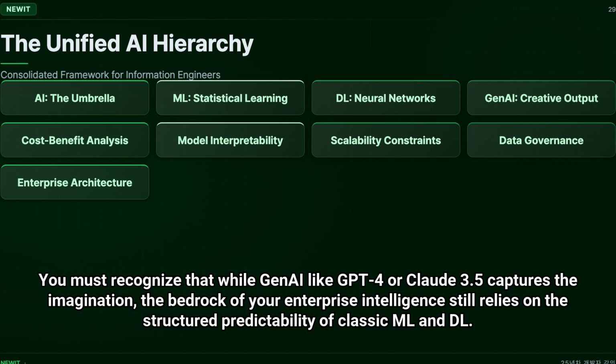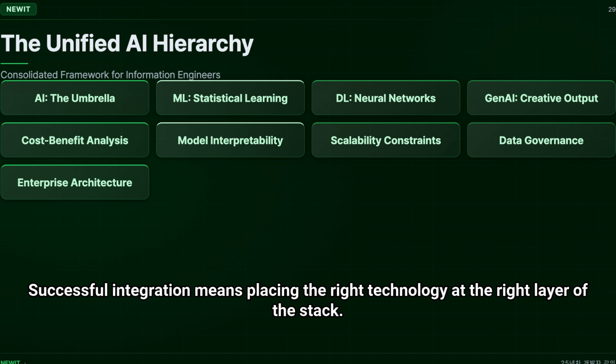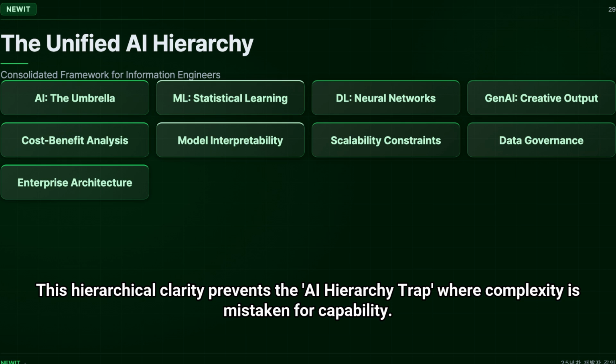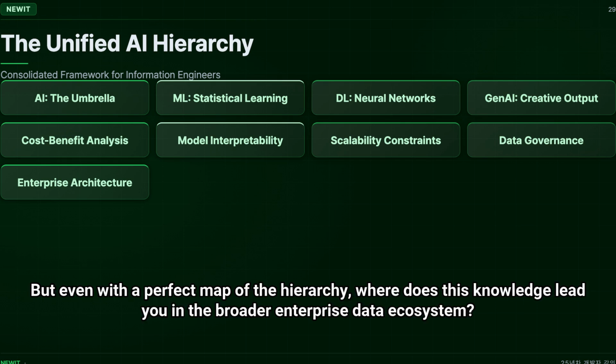You must recognize that while GenAI like GPT-4 or Claude 3.5 captures the imagination, the bedrock of your enterprise intelligence still relies on the structured predictability of classic ML and DL. Successful integration means placing the right technology at the right layer of the stack. For instance, using XGBoost for tabular financial forecasting while leveraging an LLM for summarizing the resulting reports. This hierarchical clarity prevents the AI hierarchy trap where complexity is mistaken for capability.